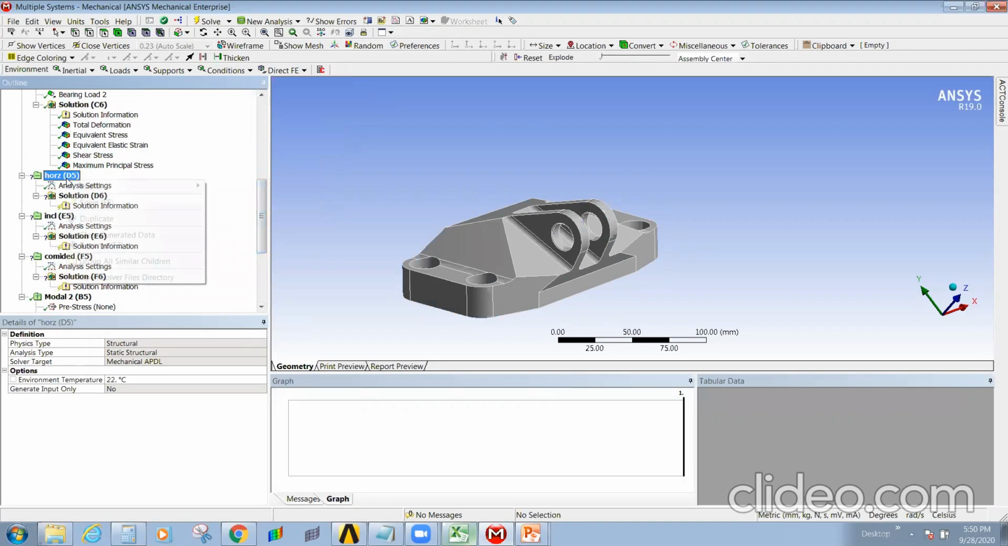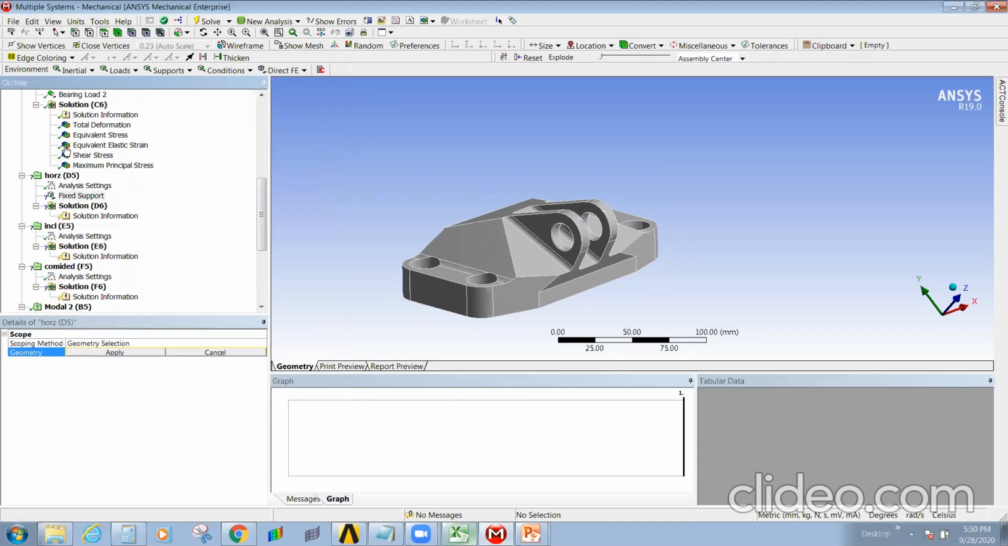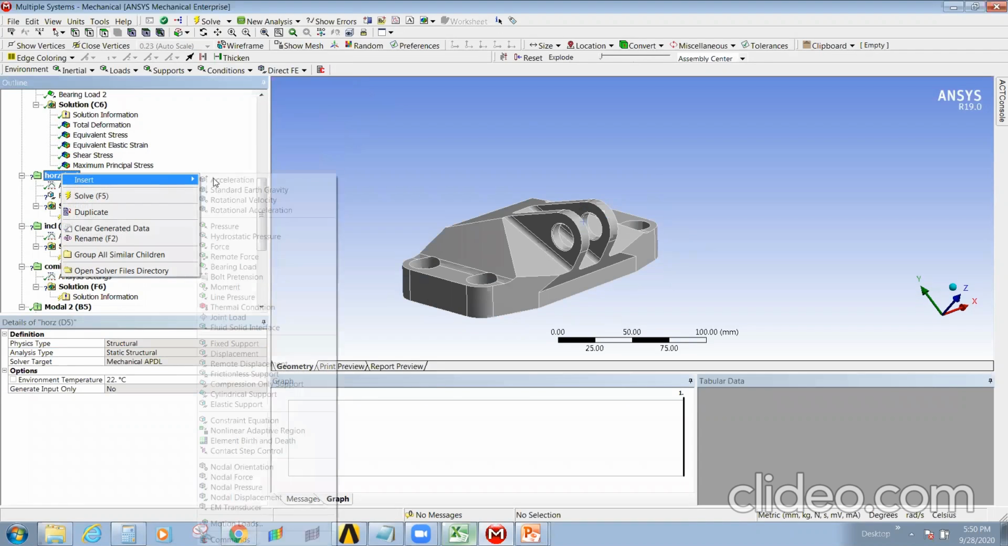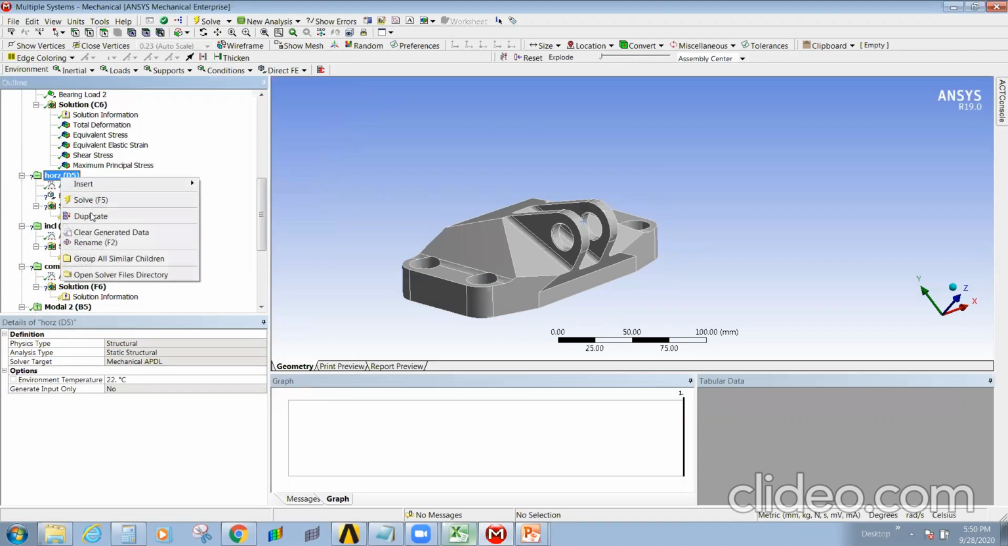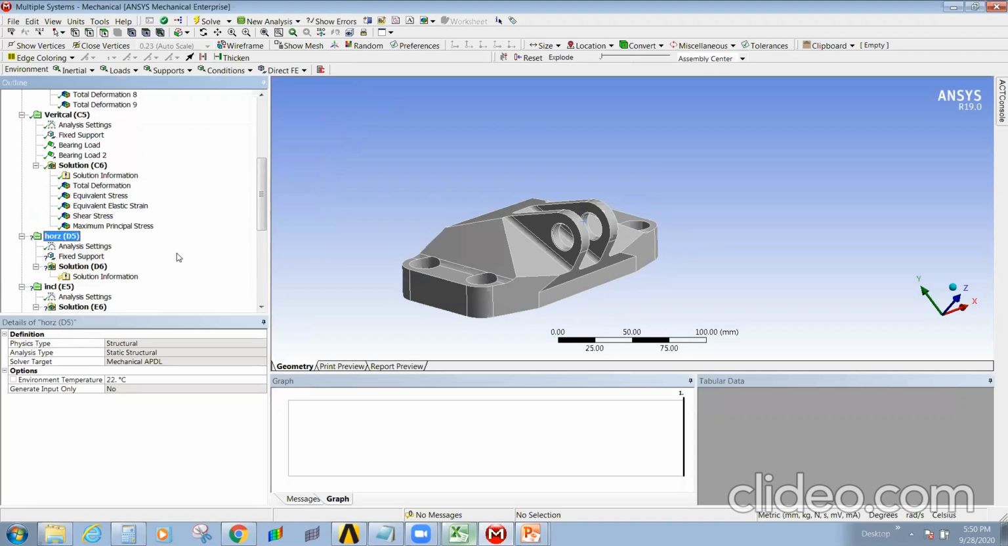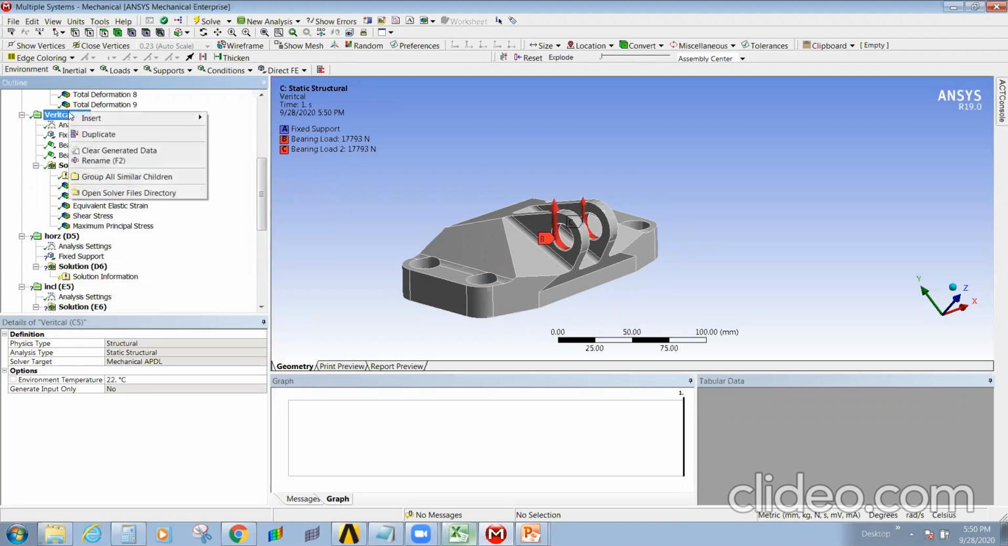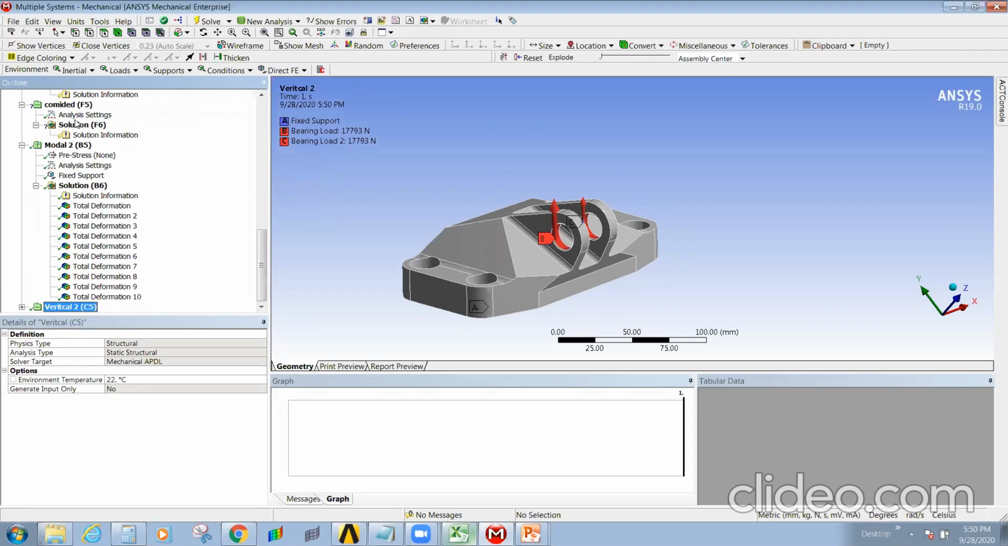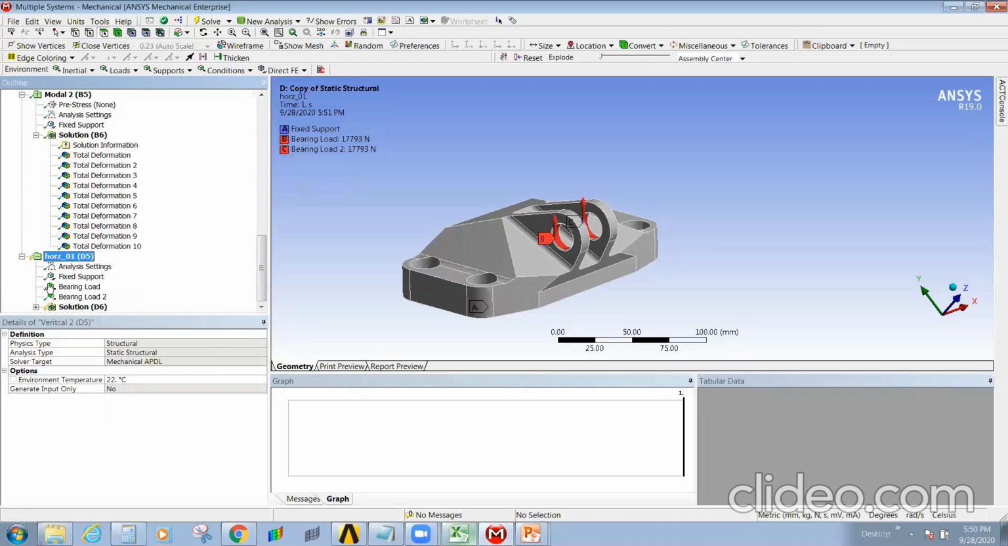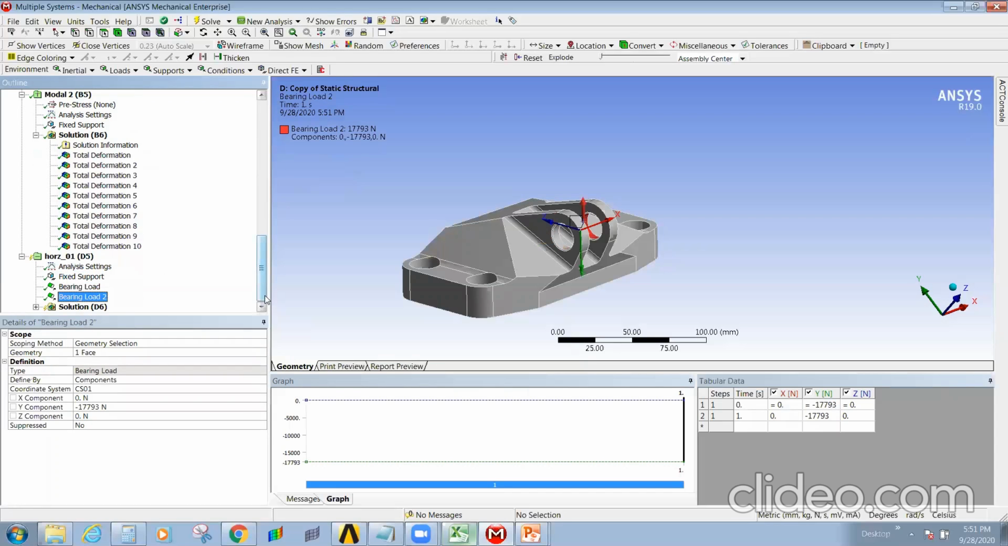Similarly, now again, insert fixed support, or what I can do, I will delete this, or you can directly duplicate this. I'll rename it as horizontal 01, which will reduce your effort of applying fixed support, bearing loads, and other things each time. So now how do you do it?